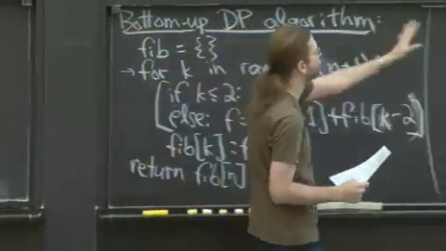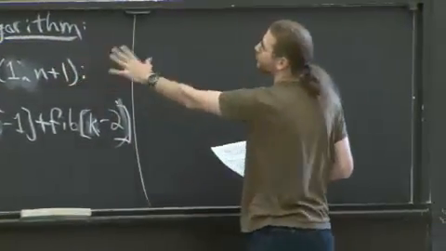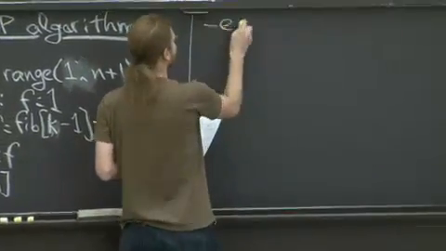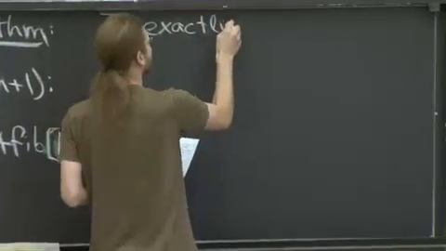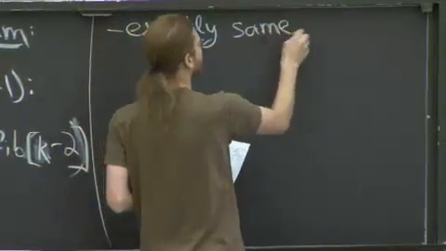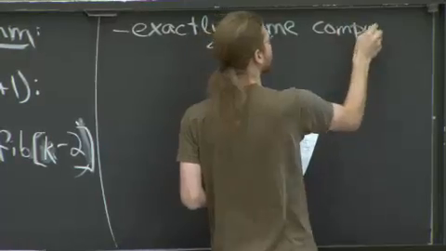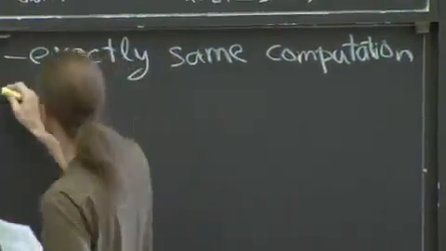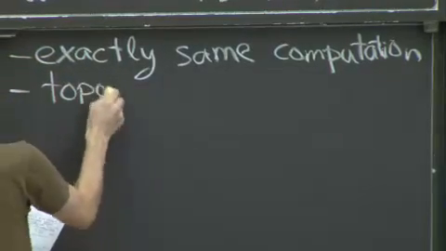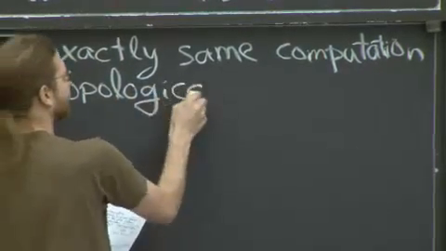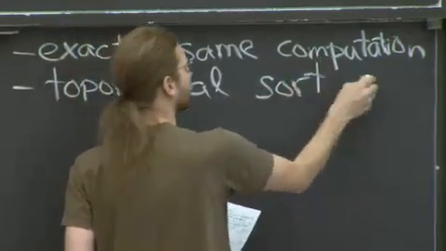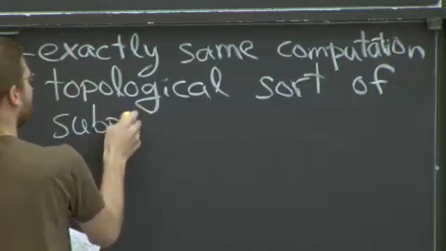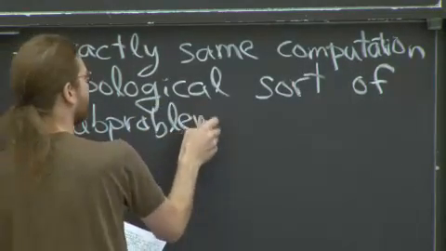I'm going to give you now the general case. This was the special Fibonacci version. In general, the bottom-up does exactly the same computation as the memoized version. And what we're doing is actually a topological sort of the subproblem dependency DAG.